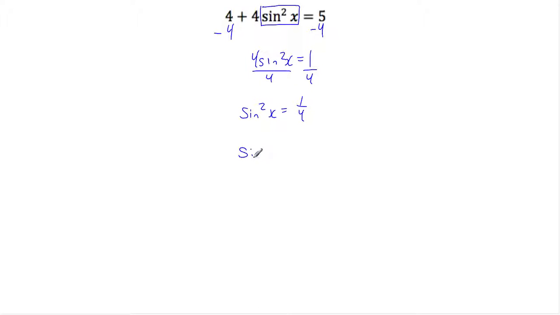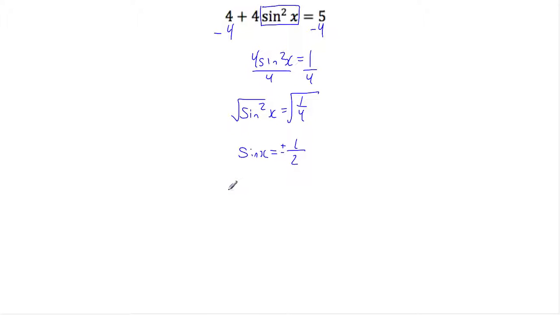But I want to know what sine of x is equal to, so what I have to do is take the square root. When you take the square root of a fraction, you take the square root of the numerator and denominator individually. So the square root of 1 is 1, and the square root of 4 is 2. But because we took a square root, it's going to be positive, negative.